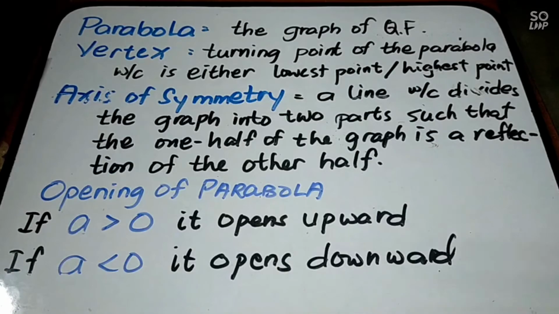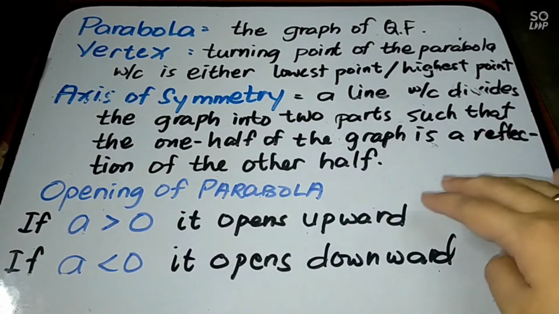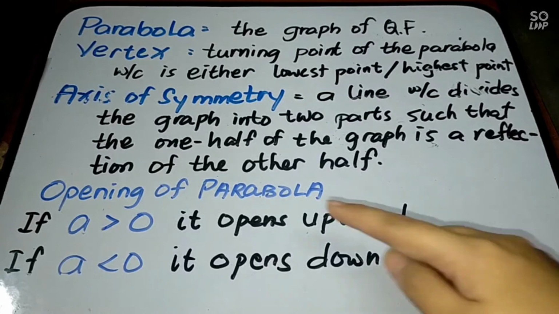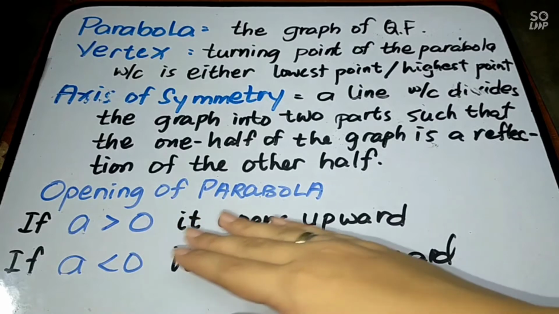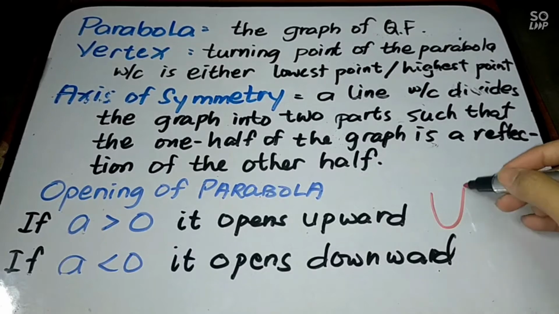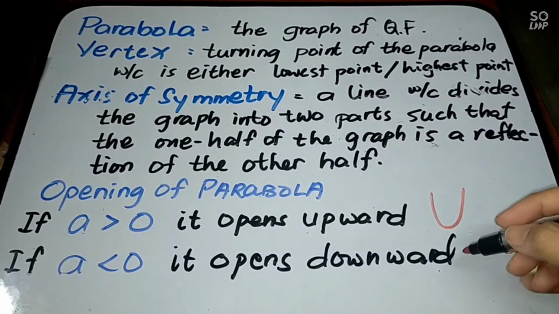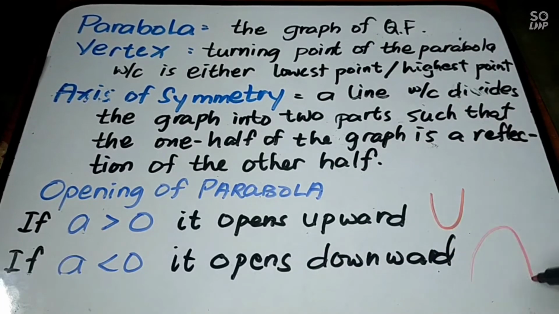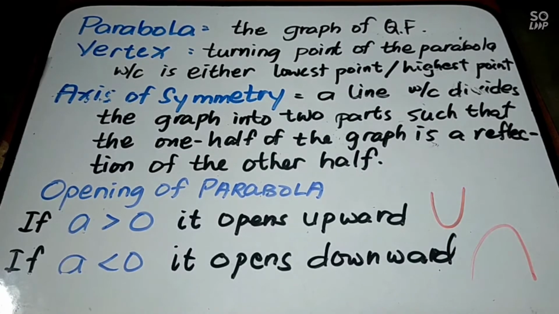Next, how will you know if the opening of your parabola is upward or downward? It opens upward if and only if a is greater than 0. Meaning, when your a is a positive number, it opens upward. So, this is how your parabola looks when a is greater than 0, or positive. Then, if a is less than 0, it opens downward, meaning your a is negative. That is how your graph should turn out. Is it clear? Let us have an example.